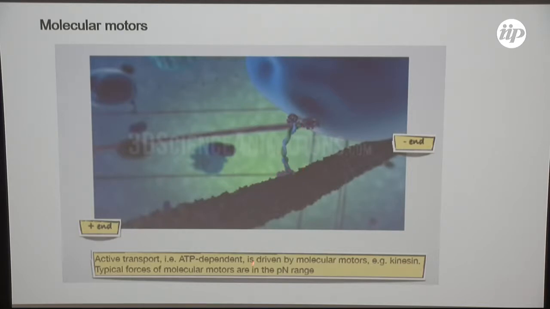So, for example, one of these molecular motors is kinesin. They are really like structures that walk. They have two feet. They go step by step along the microtubule, and they attach at the other end to some organelle that should be carried inside the cell. Of course, when they are walking, they produce forces that pull the organelle, and they also produce a reaction force along the microtubule. The typical forces of these molecular motors are estimated in the piconewton range.